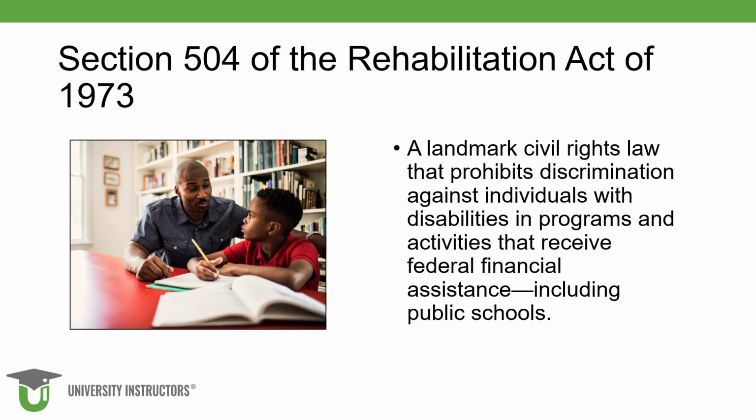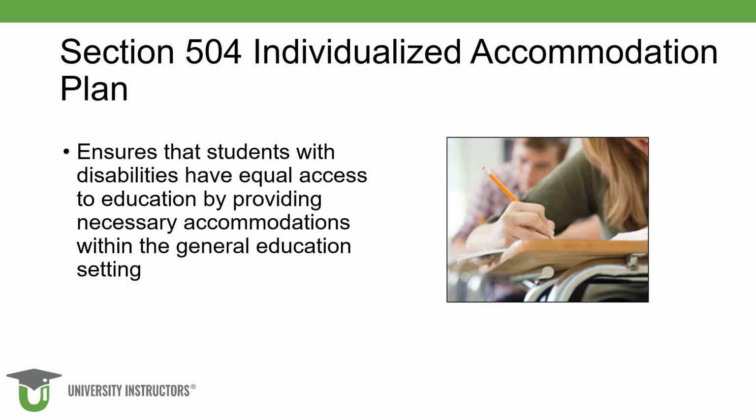Section 504 is a landmark civil rights law that prohibits discrimination against individuals with disabilities in programs and activities that receive federal financial assistance, including public schools. A Section 504 Individual Accommodation Plan, IAP, is designed to ensure that students with disabilities have equal access to education by providing necessary accommodations within the general education setting.